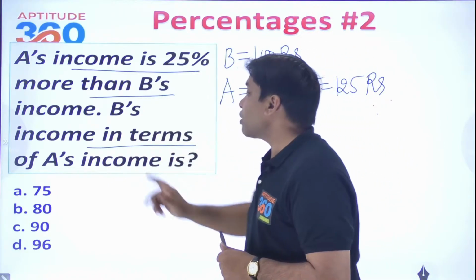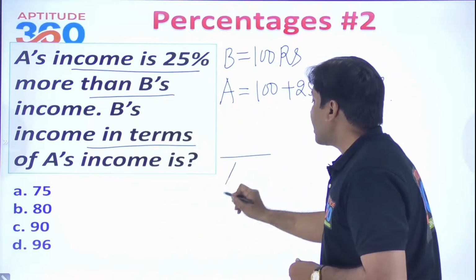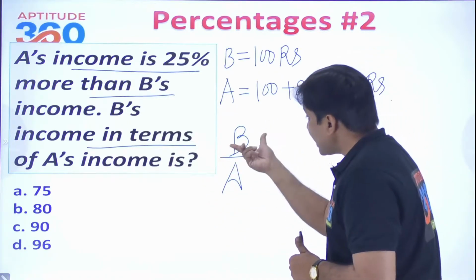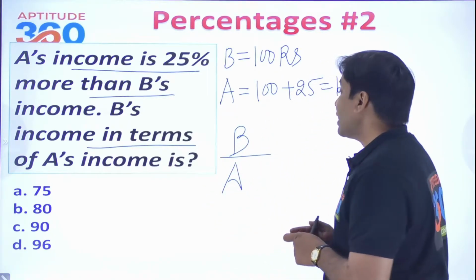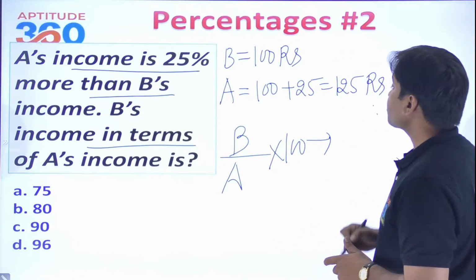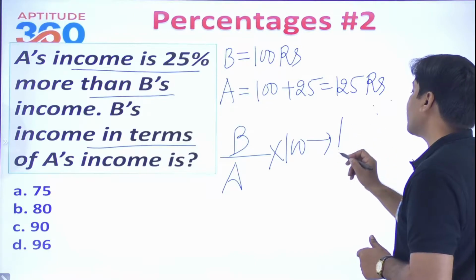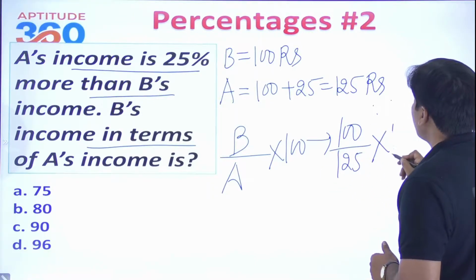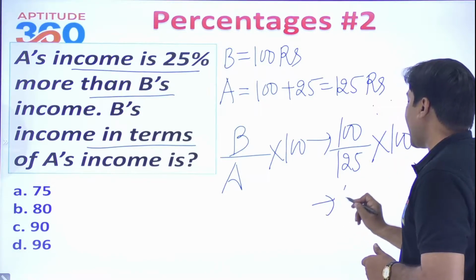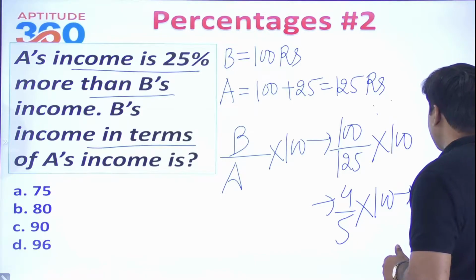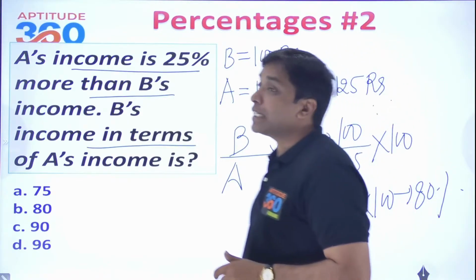Now B's income in terms of A's income. That is what you have learned, because you are comparing the value of B with the value of A. So it has to be B over A times 100, right? Now the value of B I have written as 100. The value of A is 125. If you do the comparison, what are you going to have? You're going to have 4 by 5 into 100. That is coming out as 80%.